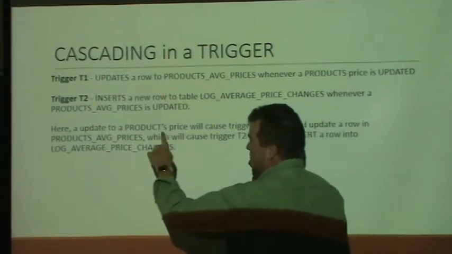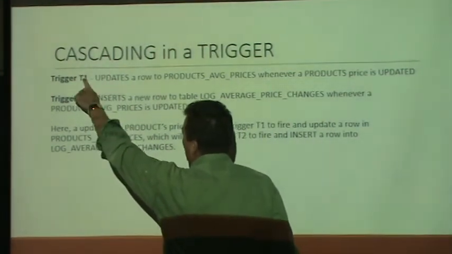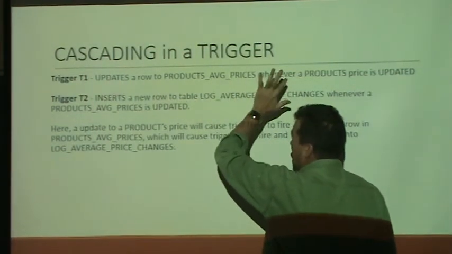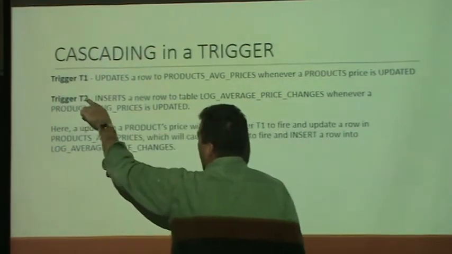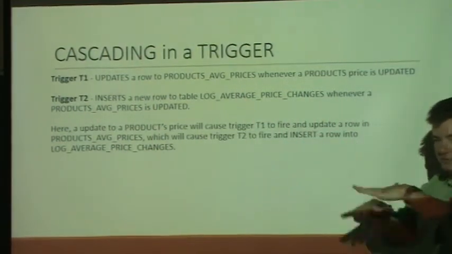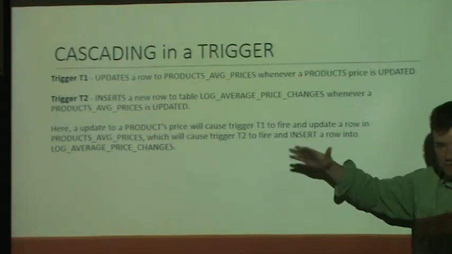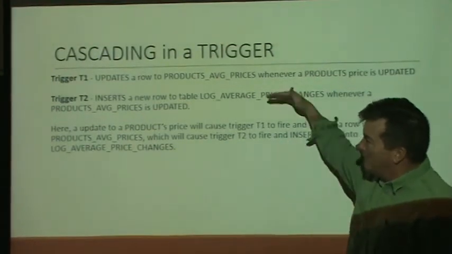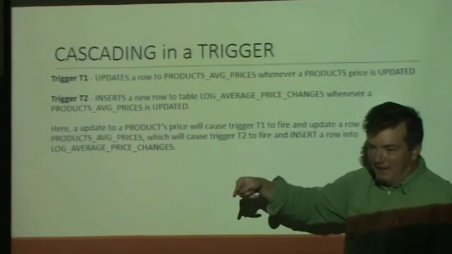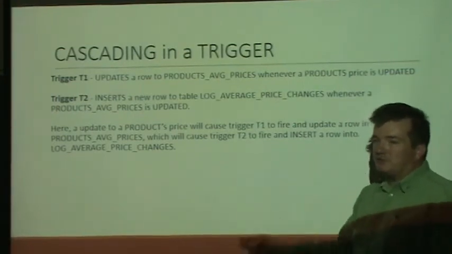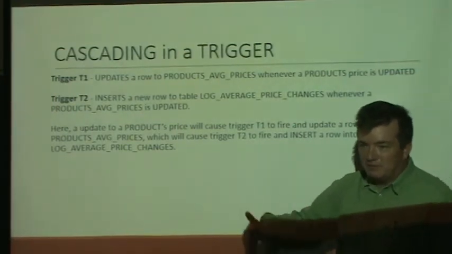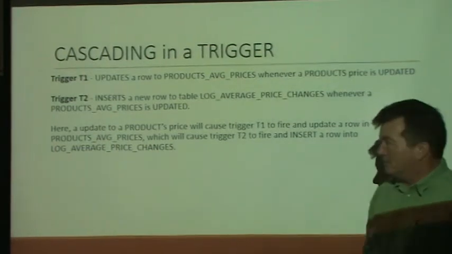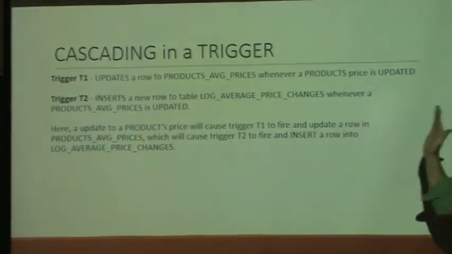So if somebody changes the price of any item, that causes trigger 1 to run. And when trigger 1 runs, that causes trigger 2 to run. And we could do this over and over. Trigger 3 runs, then 4. Since triggers can update tables, and there could be a trigger on that table, there could be a series of triggers that run when you update one table. So that's called a cascading of triggers.